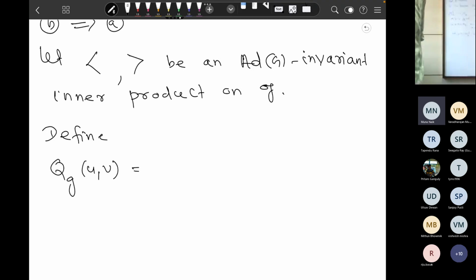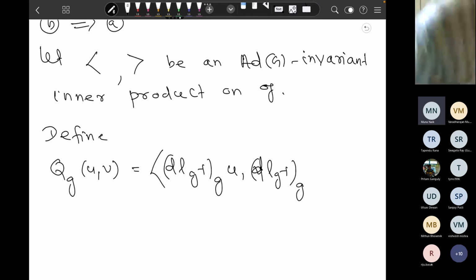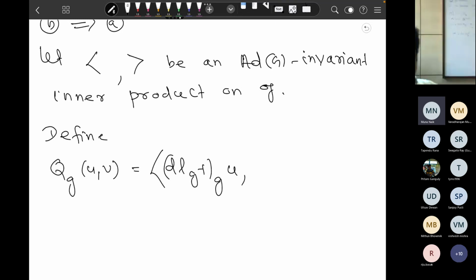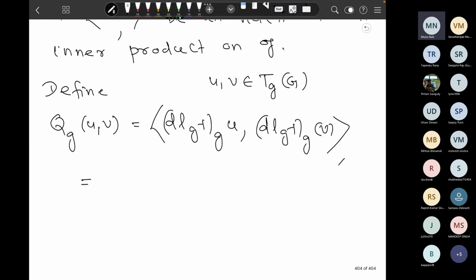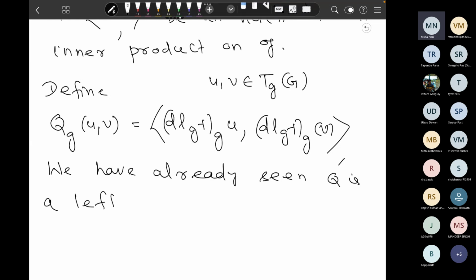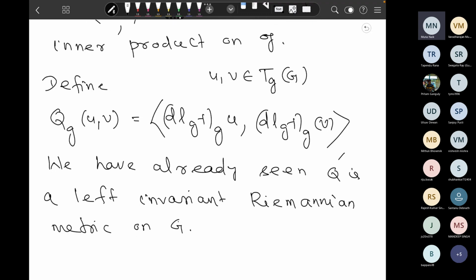So define Q(U, V) as the same thing which we used in the previous way: D L_{G^{-1}} G of U, V, for U, V belonging to T_G G. We have already seen that Q is a left invariant Riemannian metric on G. I have to only show that this is really right invariant.